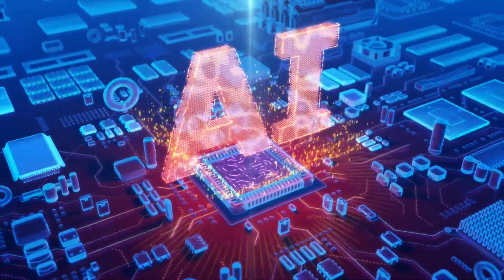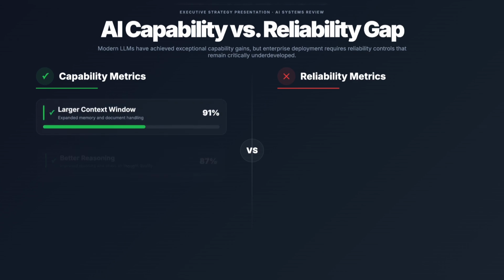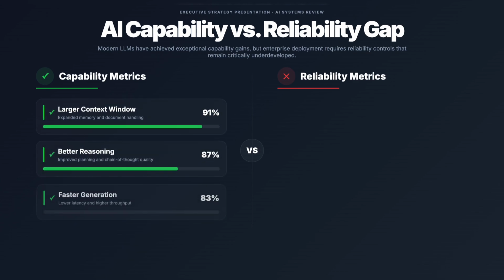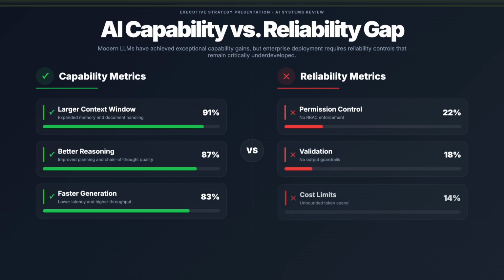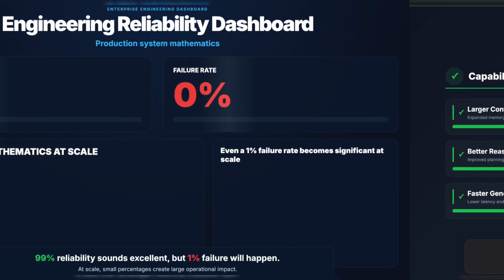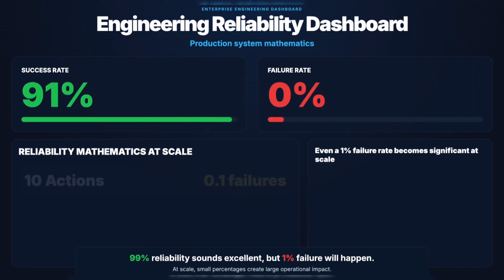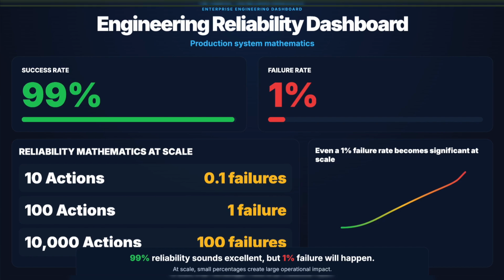The AI industry is obsessed with one thing: capability, bigger models, longer context windows, better reasoning, more autonomous agents. But production teams care about something completely different: reliability. Because an agent that is 99% accurate sounds amazing. Until you realize that means 1 out of every 100 actions is wrong.